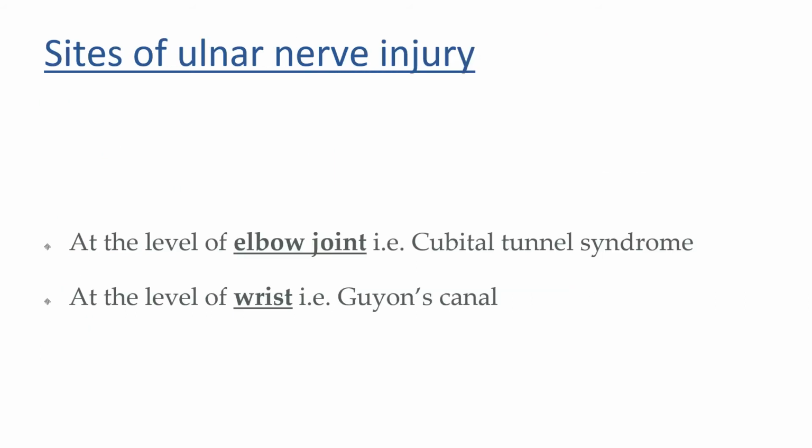Ulnar nerve is prone to get injured at the level of elbow joint, where it passes through the cubital tunnel, and at the level of wrist joint, it is prone to get injured when it passes through Guyon's canal.